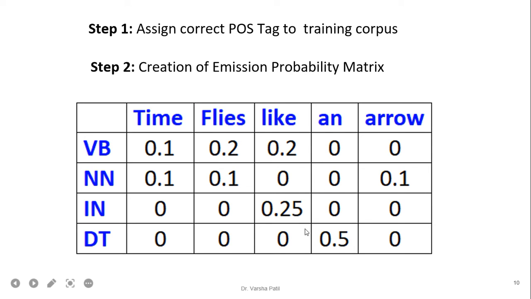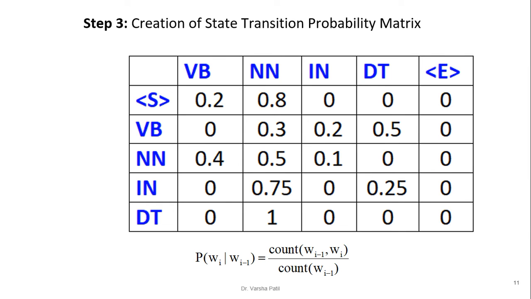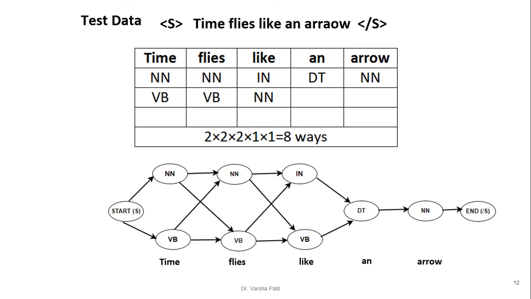So actually ambiguity is present between the time, flies, like. But when I am solving the problem, we can take all the values or we can skip the values having the value 0 in the emission probability matrix. This is the state transition probability matrix, that is how the transition occurs between the different states of the part of speech tag, and this is based on the diagram because we are considering only one word previous history. Now the data is given, time flies like an arrow.